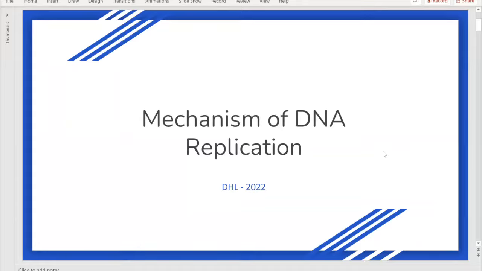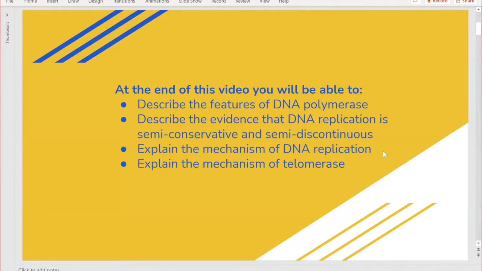Hello, and welcome to this video on the mechanism of DNA replication. At the end of this video, you will be able to describe the features of DNA polymerase, describe the evidence that DNA replication is semi-conservative and semi-discontinuous, explain the mechanism of DNA replication, and explain the mechanism of telomerase.